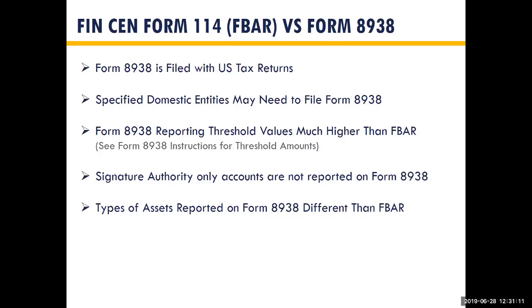Types of assets reported on 8938, there's a difference, and one of the main differences, or an example of one of the differences, is that an interest in a foreign entity is reported on 8938. Like the value of a stock that you hold in a foreign entity would be reported on 8938, not on an FBAR. So there are some other differences there as well.